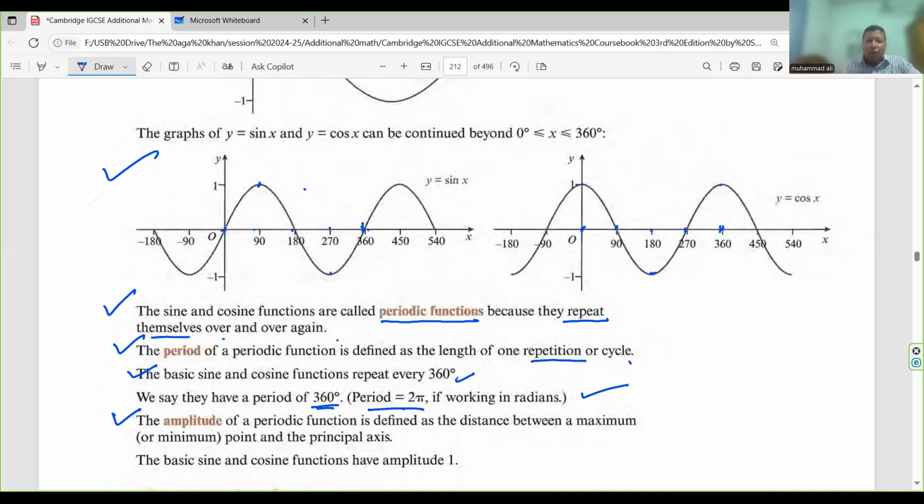The amplitude of a periodic function is defined as the distance between a maximum or minimum point and the principal axis. This is the principal axis. From here, the maximum point distance is 1. Or if you check the minimum point, this is also 1. And cos x graph also, from the principal axis to the upper side, maximum point distance is 1. From here to the minimum point also 1. That's why both of these functions' amplitude will be 1. The basic sine and cosine functions have amplitude 1.